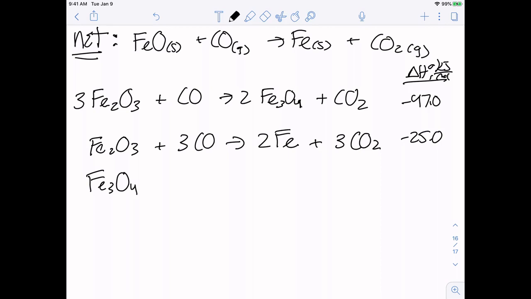Fe3O4 plus another carbon monoxide going to 3 FeO plus carbon dioxide. And then my enthalpy change for my third reaction step is a positive 19.0 kilojoules per mole.